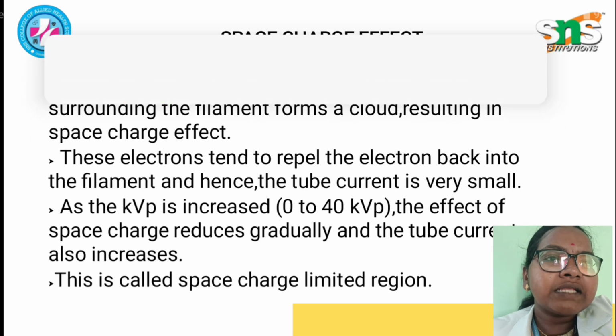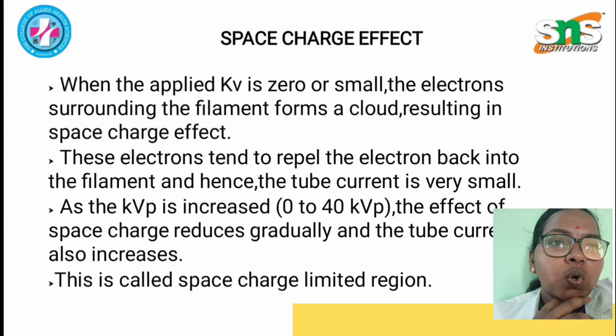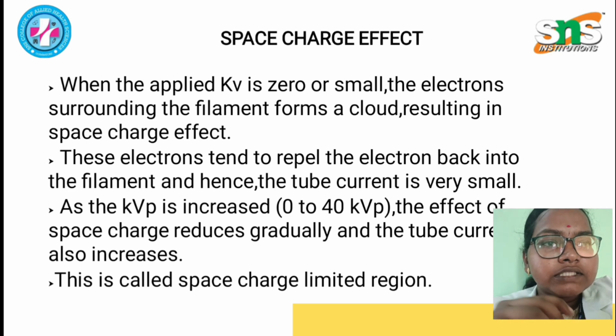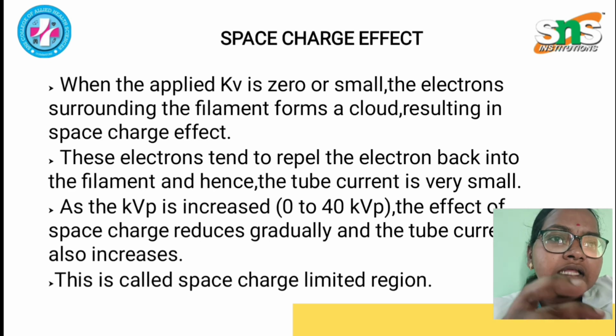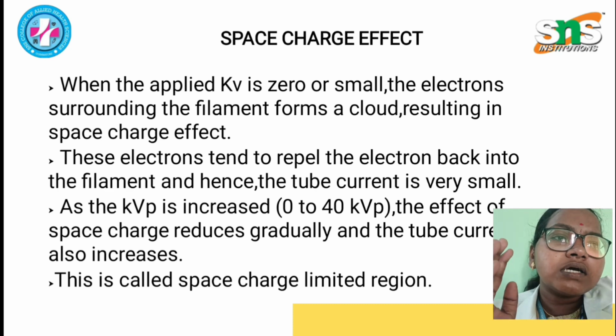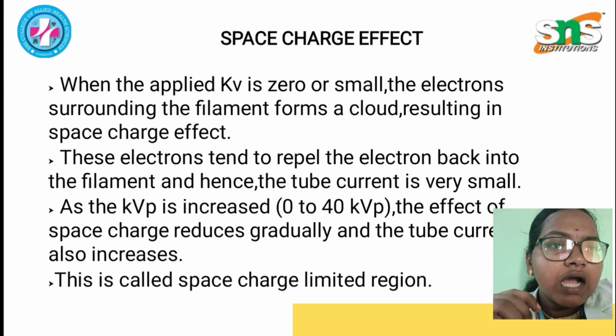Space charge effect. When the applied kVp is zero or small, the electrons surrounding the filament form a cloud, resulting in the space charge effect. These electrons tend to repel other electrons back to the filament, and hence the tube current is very small. When the kVp is increased, the effect of the space charge reduces gradually, and the tube current also increases. This is known as the space charge limited region.